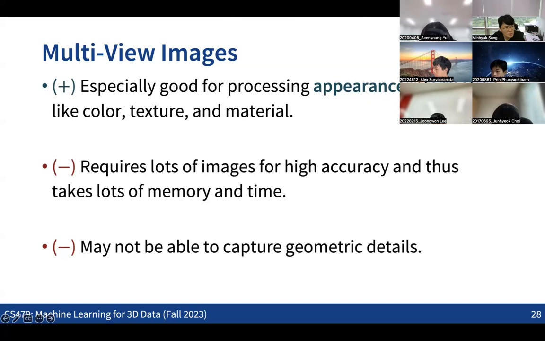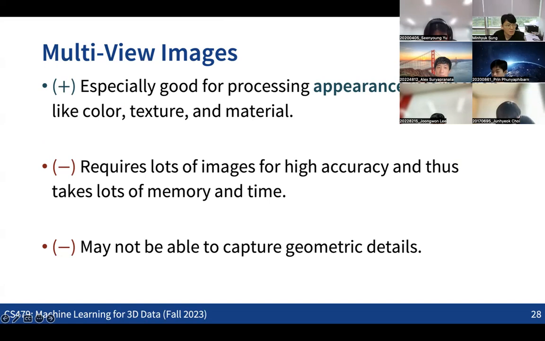Obviously, the downside is that if you want really good results, meaning high accuracy, in many cases we need to render the 3D models not into a single view, but into multiple views. Typically, as we have more images, we can get better accuracy in many of the tasks, which means we might need lots of images for the same object, which might increase the memory and also the computation time.